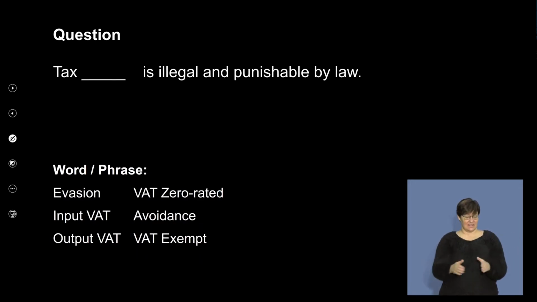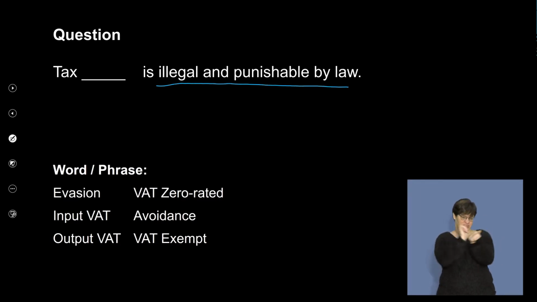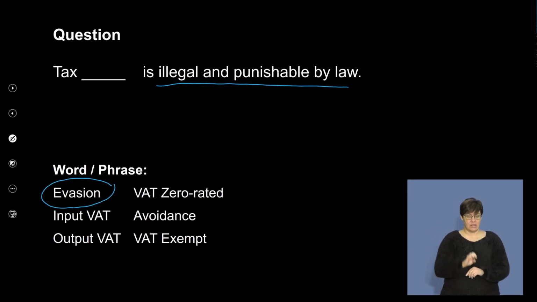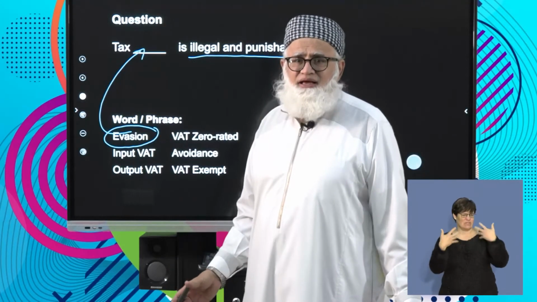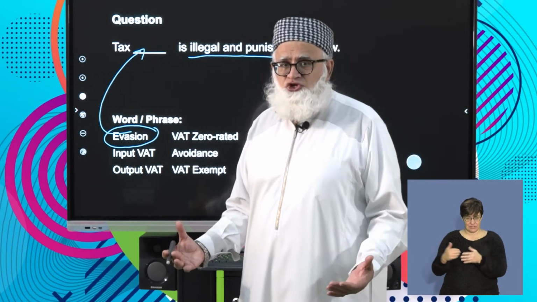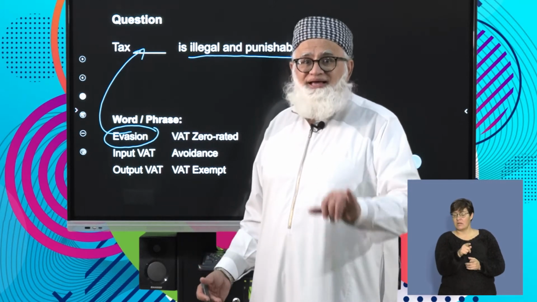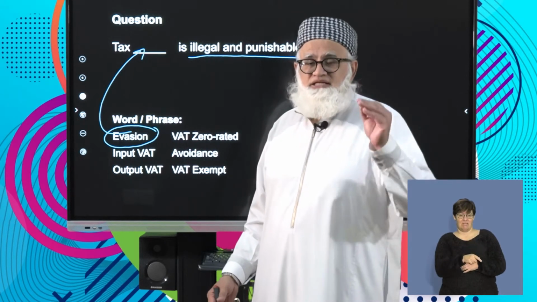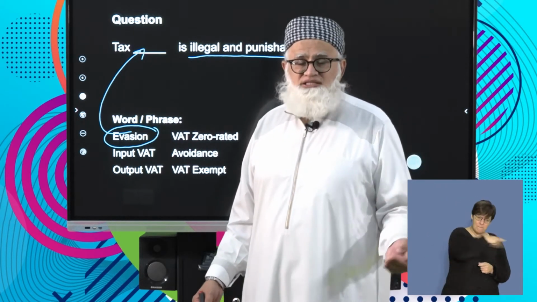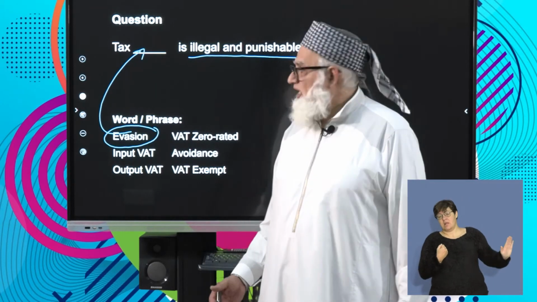Okay, the next one says here, tax is illegal and punishable by law. Obviously now, we've discussed this at length. We know that tax evasion is our correct answer there, is illegal and punishable by law. We've had plenty of discussion on tax evasion. Remember, it is punishable by law, it is unethical, it's a criminal offense, it is monies that are due to SARS which is not paid over to SARS.